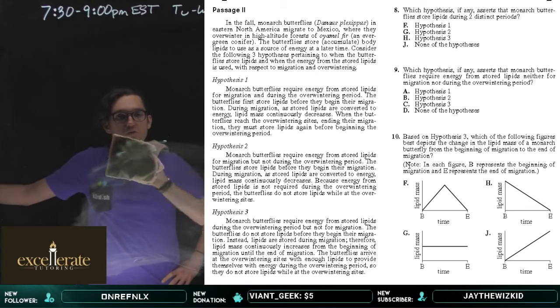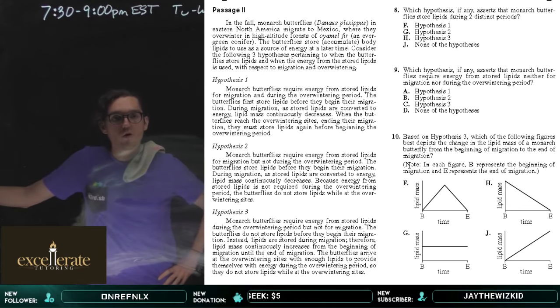In the fall, monarch butterflies in eastern North America migrate to Mexico, where they overwinter in high-altitude forests of Oyamel fir, an evergreen conifer. The butterflies accumulate body lipids.